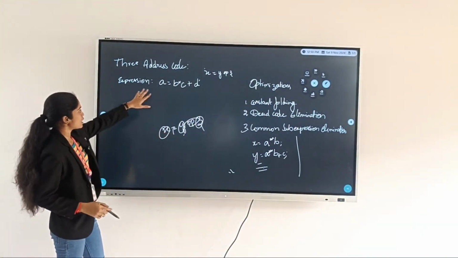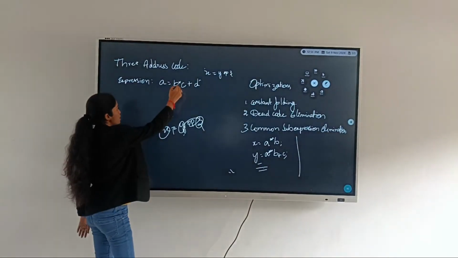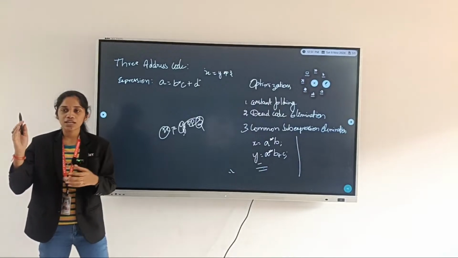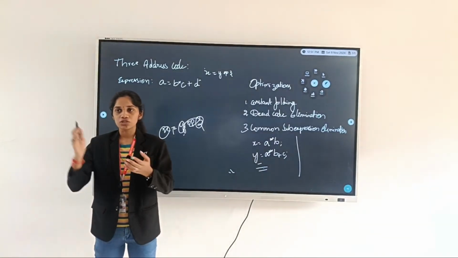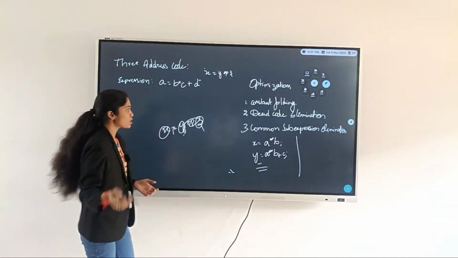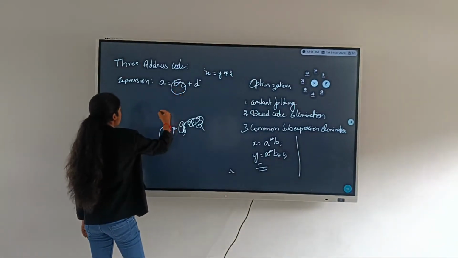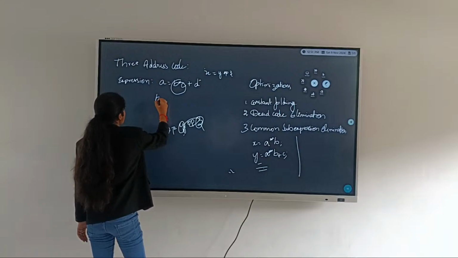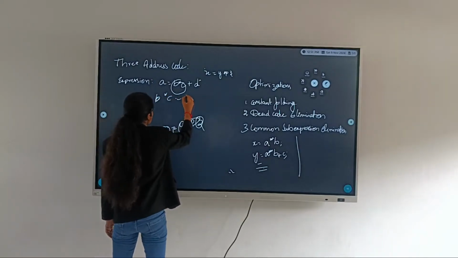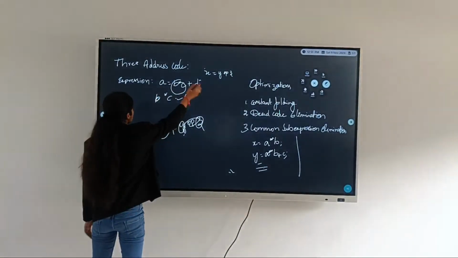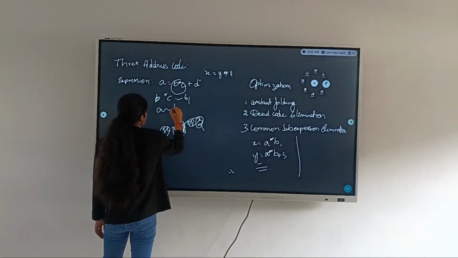So let's consider an expression a = b * c + d. How does it translate? It uses BODMAS rule, which includes the operators. So first, according to BODMAS rule, b * c = t1. And so now the equation becomes a = t1 + d.